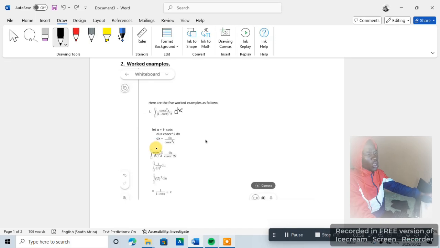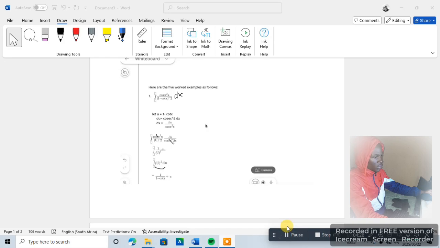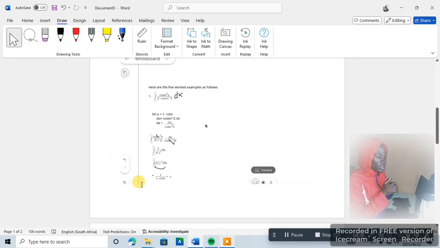Okay, this will cancel with this one here. Then we'll be left with 1 over u squared. After here we are going to apply the rule of integration, the first one. So guys, as I was explaining, I'm sorry, it's not an addition rule, it's a power rule.